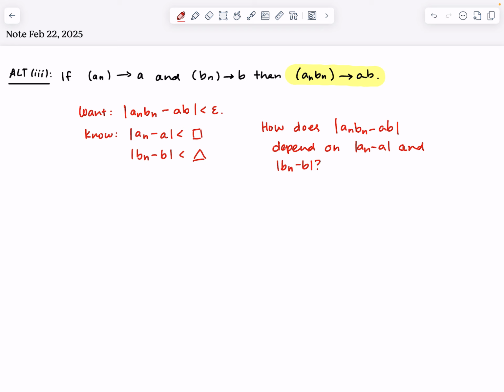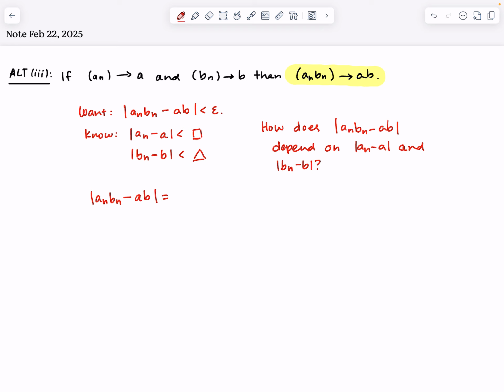When I look at the expression AN BN minus AB, I notice that it's nowhere near ready for me to factor out an AN minus A or a BN minus B. For example, if I wanted to factor out an AN minus A, I would need to have the same coefficient on AN as the coefficient that's on A, and right now one of them is BN and the other is B. This tells me that I need to change the way my expressions look by adding and subtracting the terms that I need to be there. So AN BN minus AB.